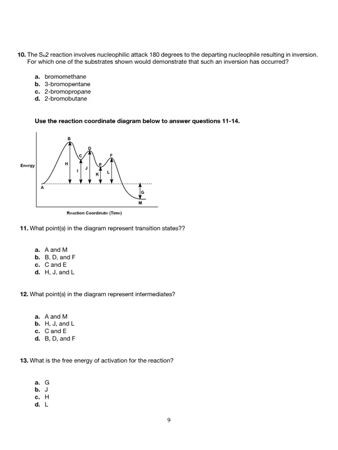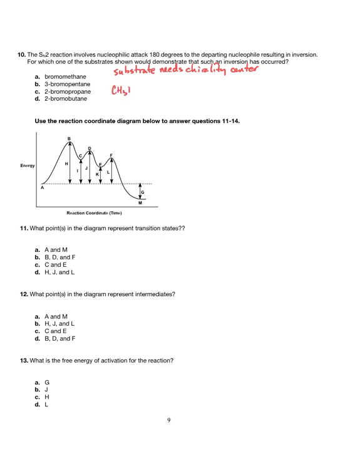Question 10 says the SN2 reaction involves nucleophilic attack 180 degrees to the departing nucleophile resulting in inversion. Which of the following substrates would demonstrate that such an inversion has occurred? So you're basically being asked, if you had to test the hypothesis that inversion does occur, which substrate is best for that? So you need one that has a chirality center. Because if you have 2 equivalent groups, you're not going to know that inversion has occurred. So you would draw these out.